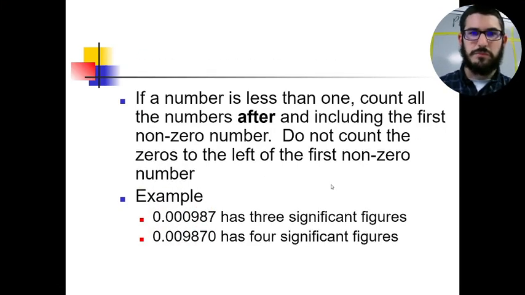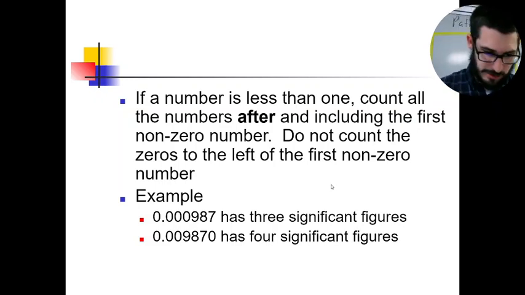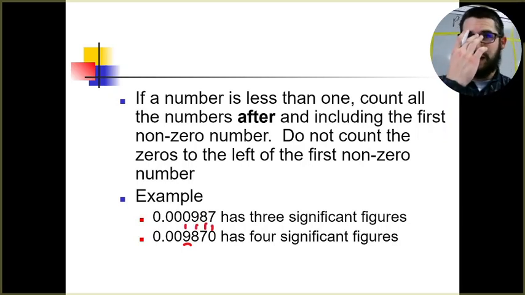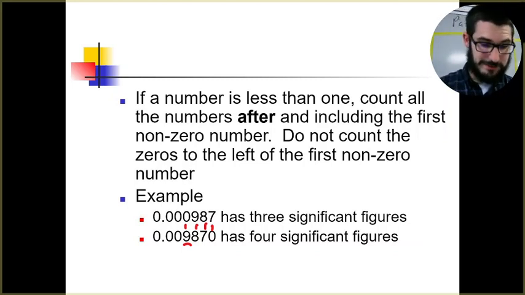So 0.009870, same thing. First significant digit is that 9. 1, 2, 3, 4. Everything after that 9 is going to be a significant digit. So that would be 4 significant digits.